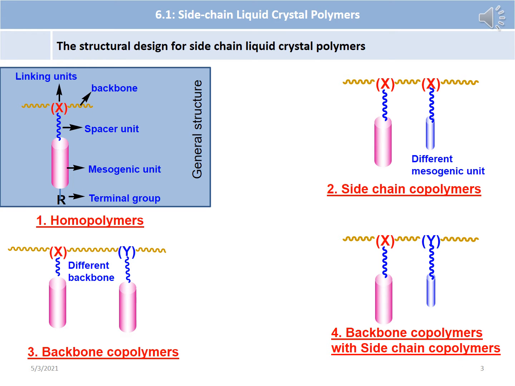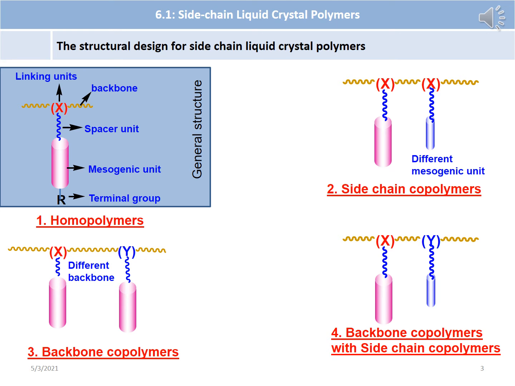The structural design for side chain liquid crystal polymers is shown in the blue box. There are 5 components that make up the structural design for side chain liquid crystal polymer. These are linking units, backbone, spacer unit, mesogenic unit and terminal group. It can be a homopolymer or copolymer.